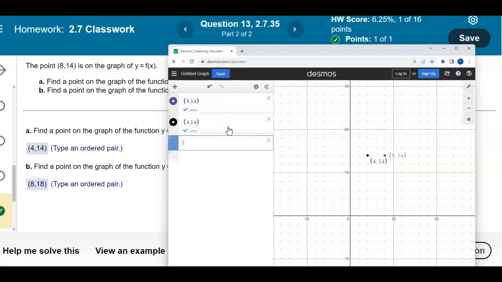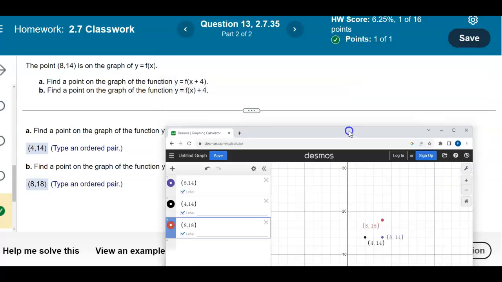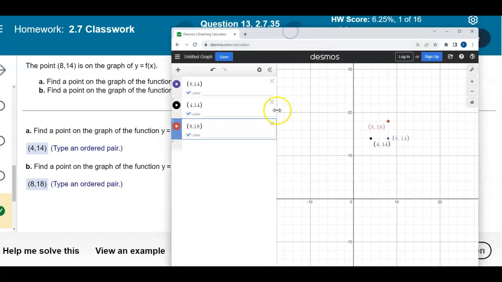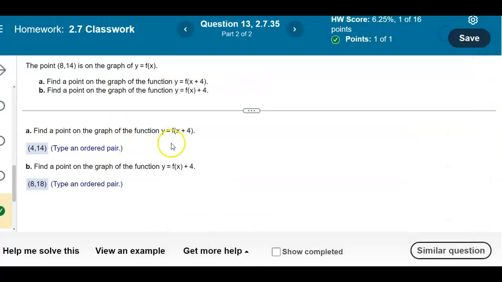Now let's take a look at the next one, which is 8, comma 18. The x value stayed the same, but we shifted it up 4 units because the function was being added by 4. It's just a graphical way to represent this particular result.